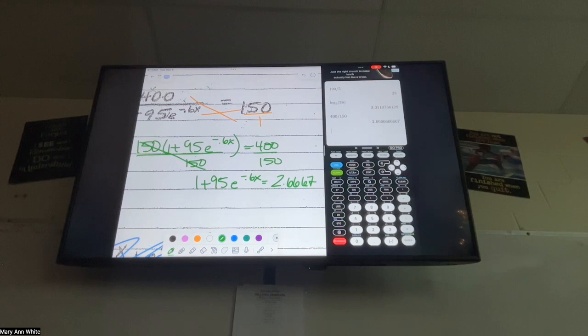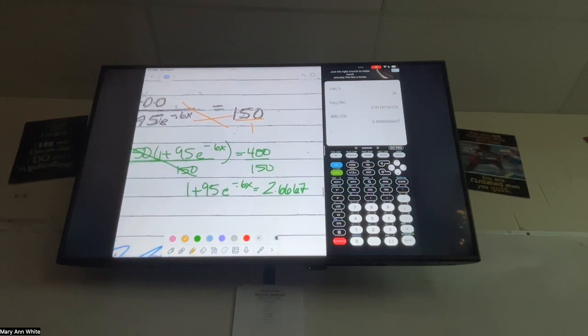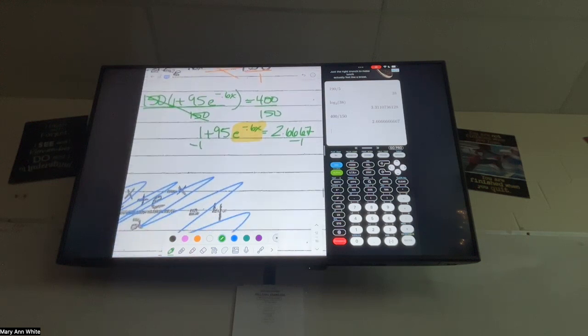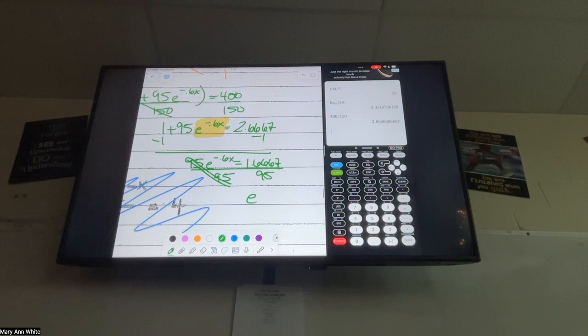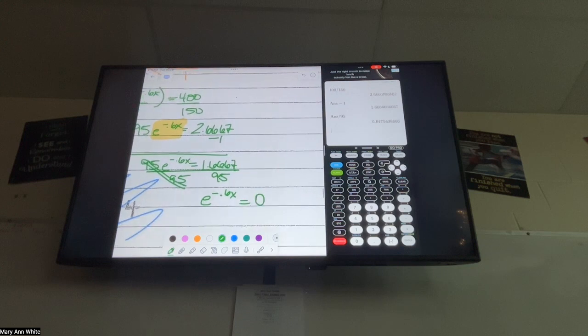This kind of looks like one of the problems we were just doing, doesn't it? I still want to get that number that's being raised to that exponent all by itself. So I'm trying to get that e to that power all alone. So I first want to minus off that 1, and then we'll divide off that 95. And so then we end with e to the negative 0.6x equals 0.0175.